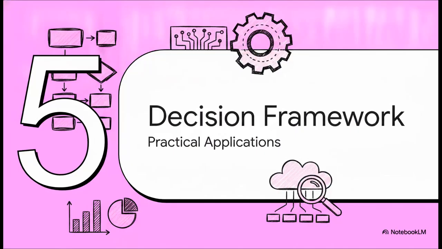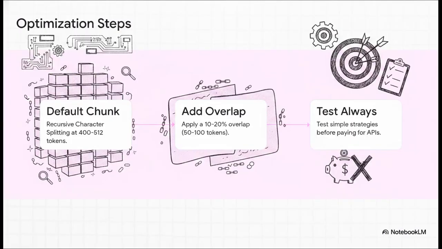Section 5. The Ultimate Decision Framework. Let's turn this into some practical, everyday application. I want to give you a data-backed decision framework that you can literally take to your engineering team today. Based on all the research across Chroma, NVIDIA, and Vecta, here is your 3-step playbook to optimize your baseline use cases. Step 1. Default to recursive character splitting at 400 to 512 tokens. This should be your starting point 80% of the time.